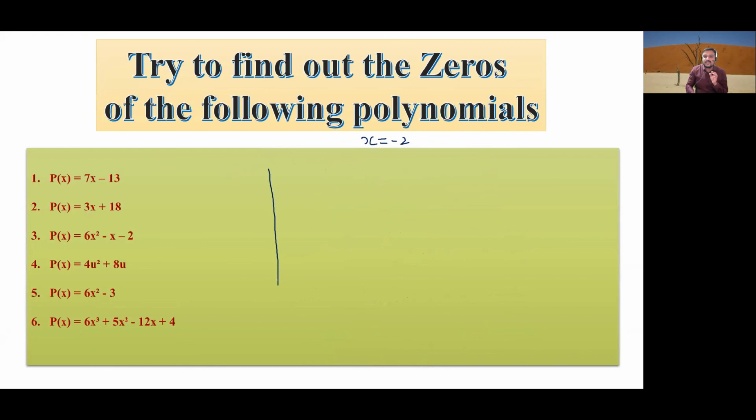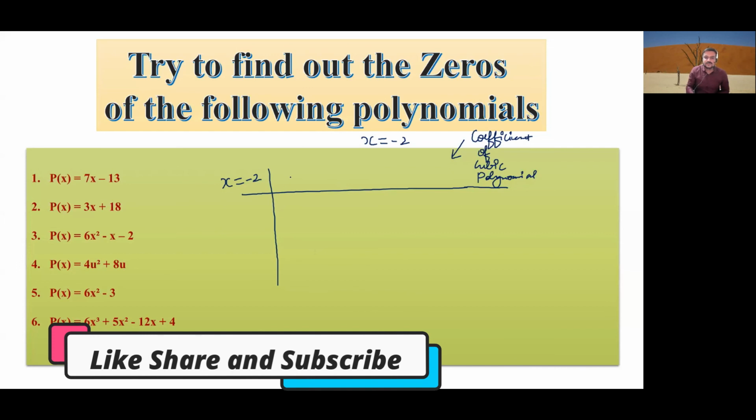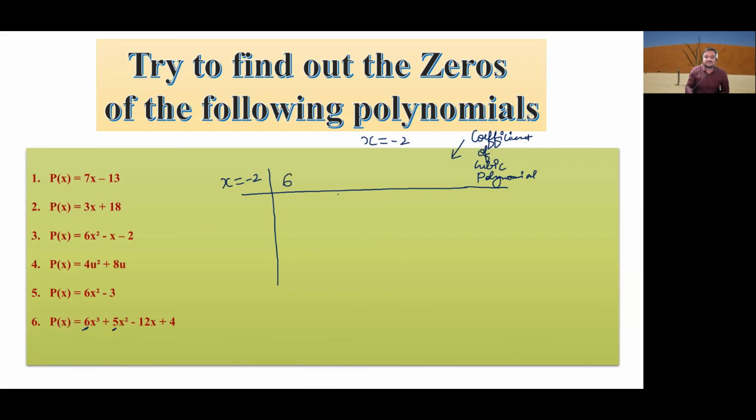Now what I will do, I will make a table like this. I will write x is equal to -2 here, and here I am just going to write the coefficients of the cubic polynomial. Okay, so first coefficient is 6. So I will write 6 here. Second coefficient is +5. Next coefficient is -12. Next coefficient is +4. So I have written all the coefficients of that cubic polynomial.